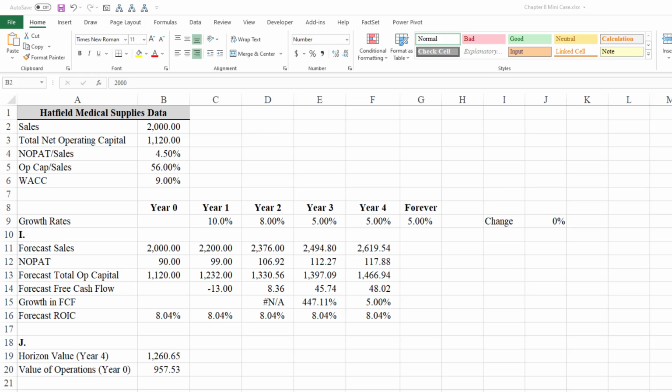Well, we get 957.53, but total net operating capital in year 0 was 1120. Now, remember that we said that the value of the firm should be equal to the value of the assets. So you would expect that the value of operations, in this case, notice that they don't have any non-operating assets, so we don't need to worry about that.